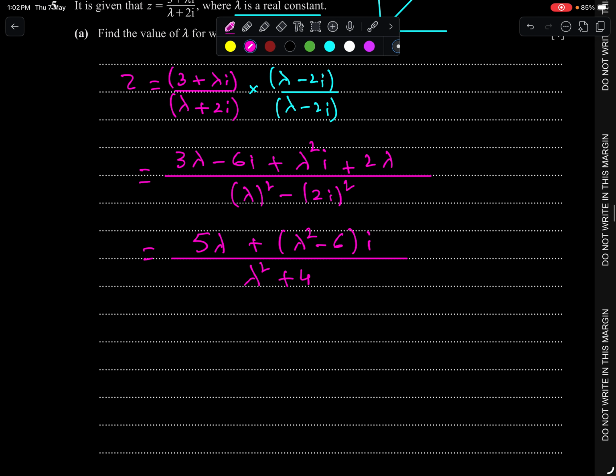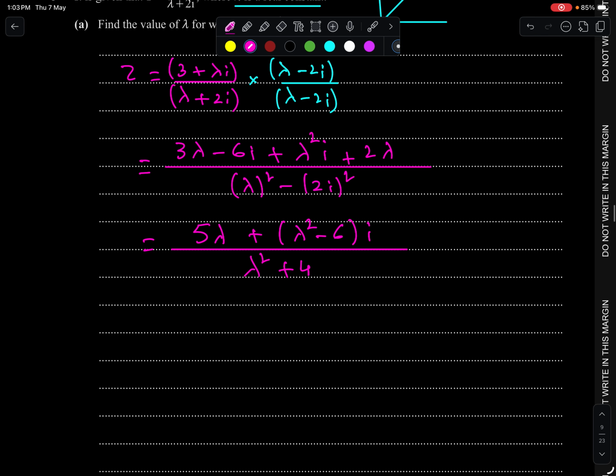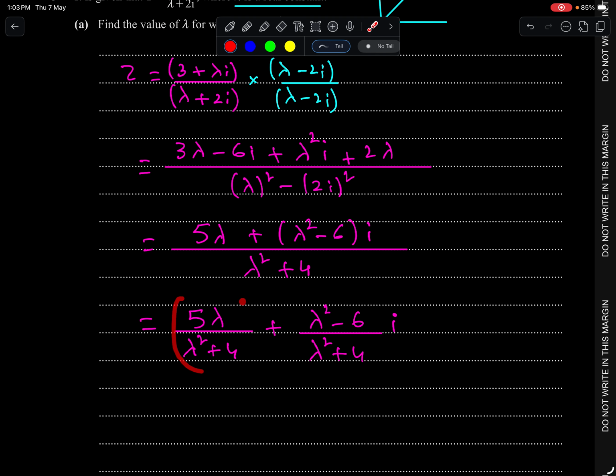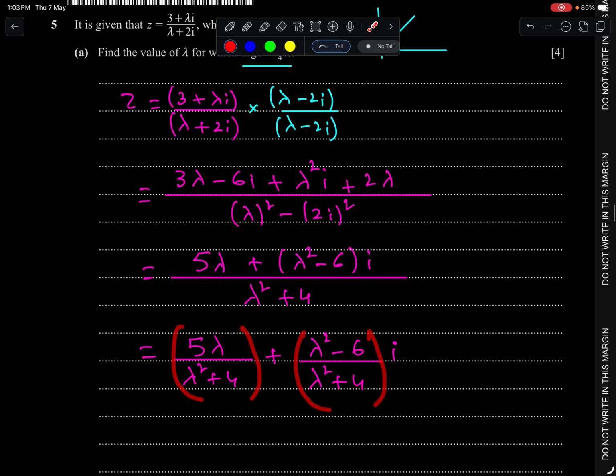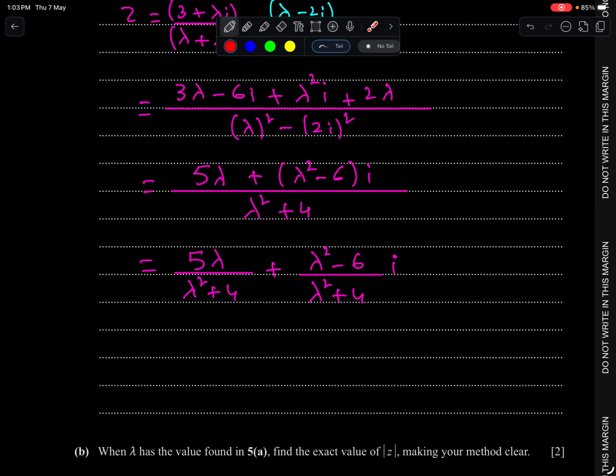Now break the LCM and get this form, a plus bi, the standard form of complex number. Now this is the real part and this is the imaginary part. And both must be positive, this and this, because of argument. Argument is in first quadrant. So both real and imaginary part should be positive.